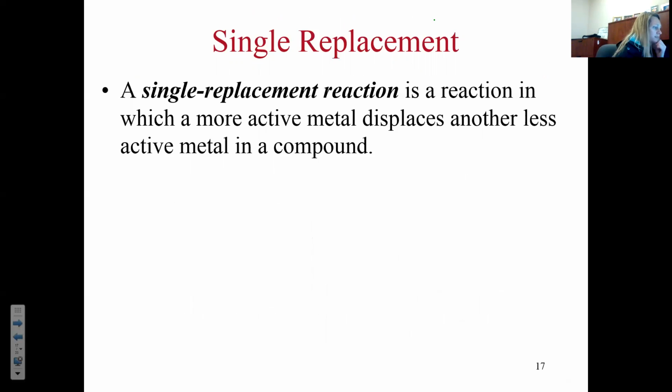Now, for our single replacement reaction, that's where we take AB plus C, and we end up with CB plus A, or something to that effect, where one compound has switched out. To determine whether or not these compounds can switch, we look at that activity series. So you should have that activity series handy.